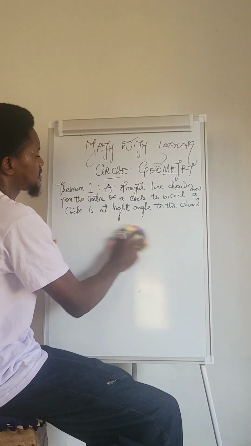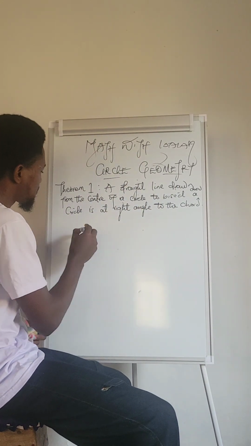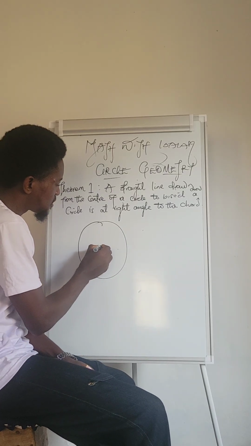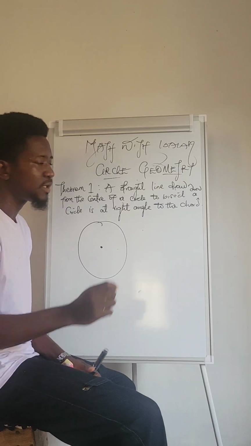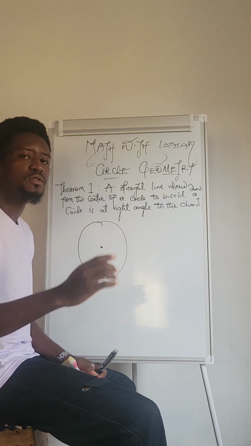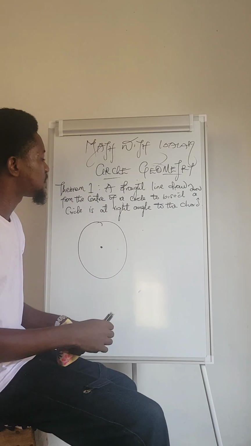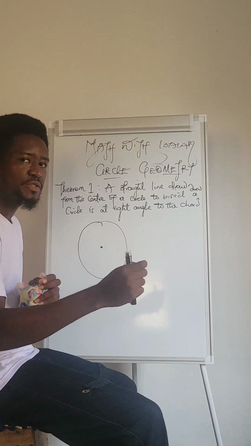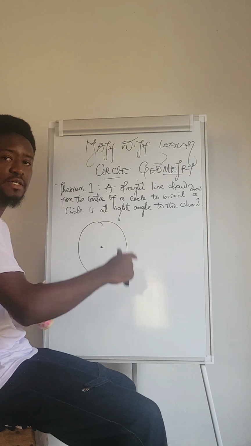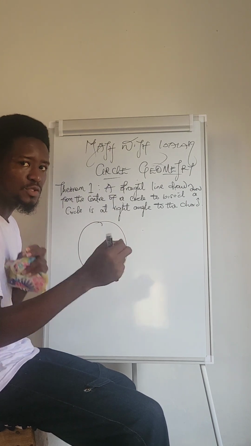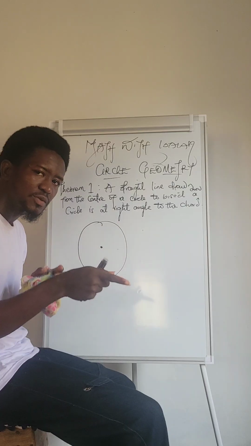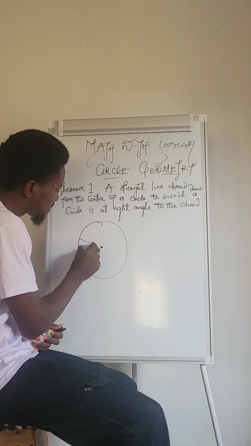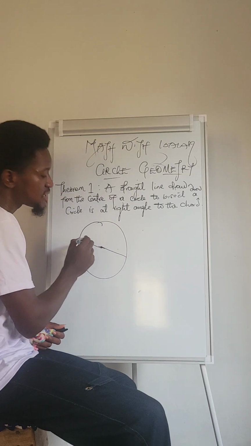Now let's draft it out. So we have a circle here. This is a circle, and this is the center of the circle. Now, what is a chord? Let me first explain the difference between a chord and a diameter. I know many of us know what a diameter is. A diameter is simply a straight line touching 2 points on the circumference of a circle and going through the center of the circle. That is what we call a diameter. So this is a diameter.